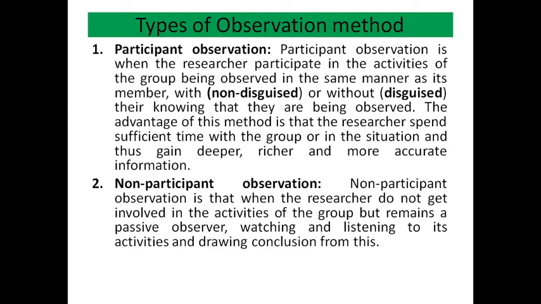Now the second type of observation method is non-participant observation. Non-participant observation is when the researcher does not get involved in the activities of the group but remains a passive observer, watching and listening to its activities and drawing conclusions from this.